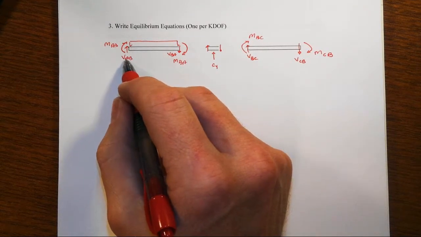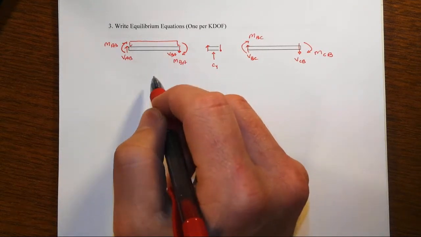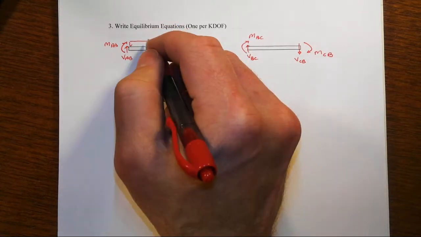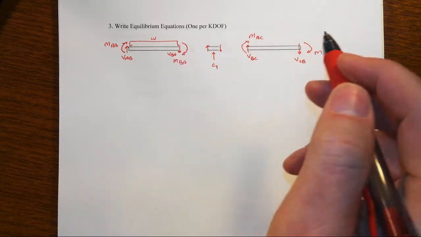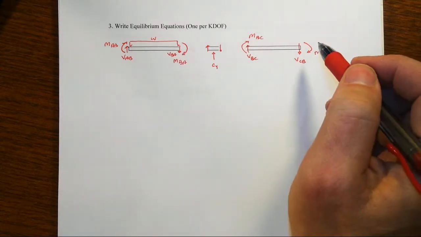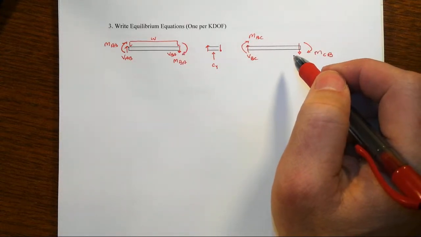Right? I've also gone ahead and shown the end shears, VAB, VBA. At this step, these are not particularly needed or used at all. We're really just going to focus on these member end moments. Again, you'll see why that's the case here in just a moment, pun intended.